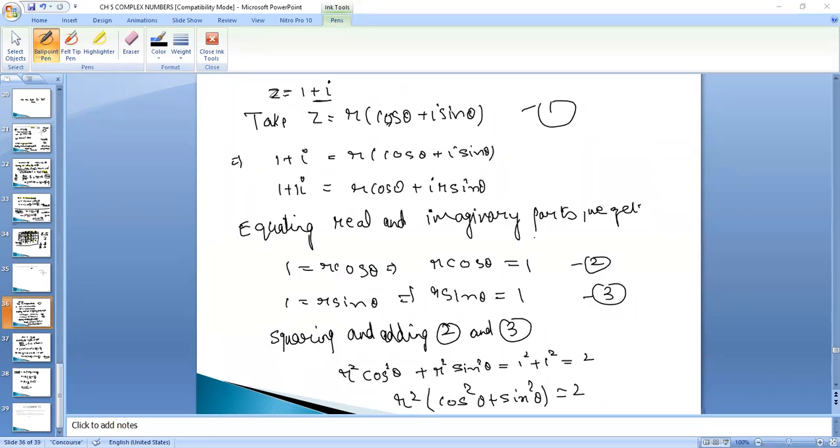Then we will be equating real and imaginary parts. So real part will be equal to real: R cos theta will be equal to 1. Imaginary equals imaginary: R sin theta is equal to 1.